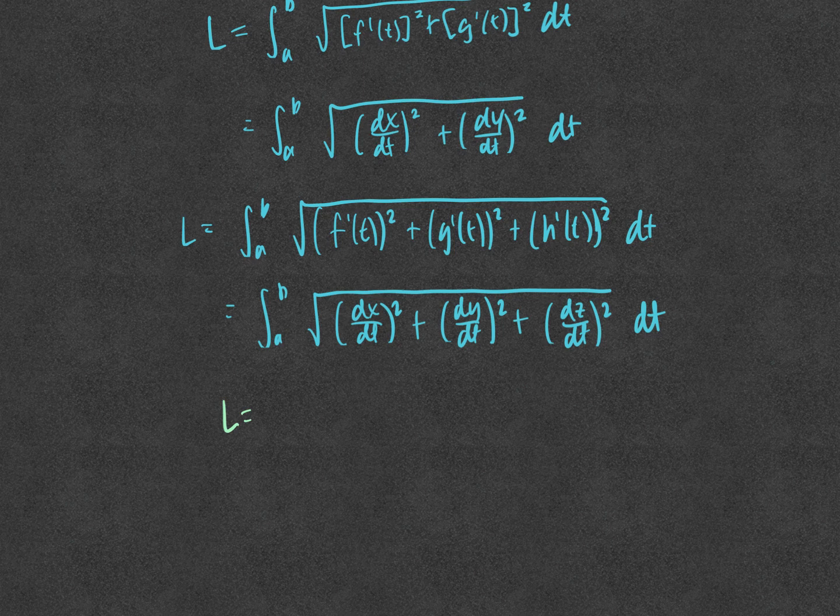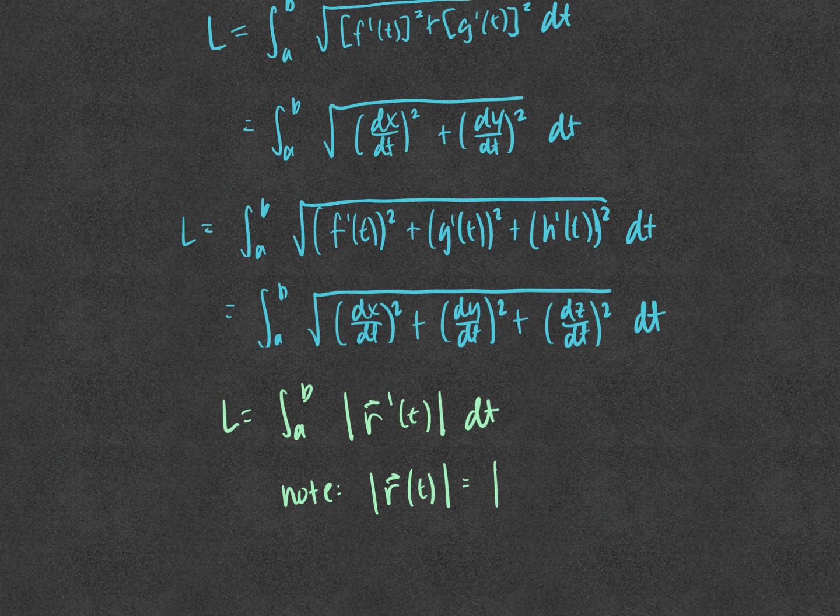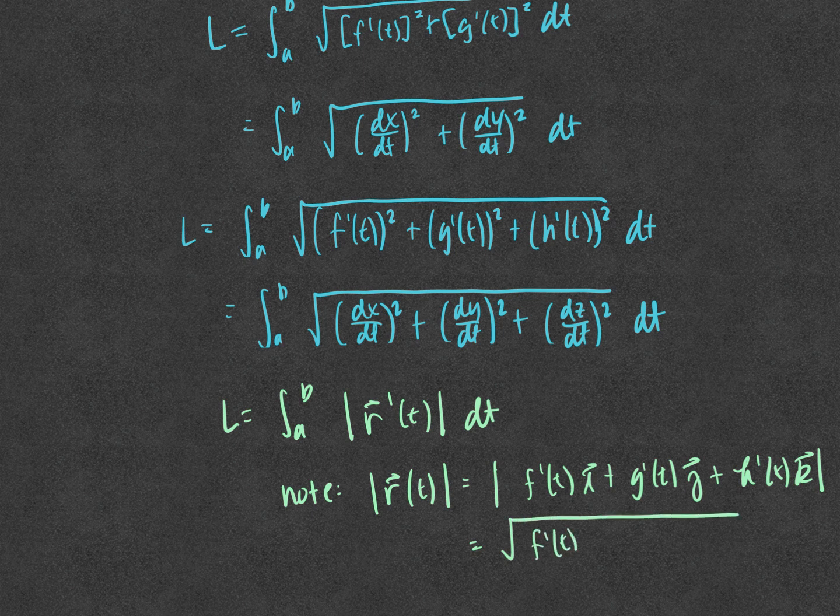Notice that we could also say that L equals the integral from a to b, the length of r prime of t with respect to t. So that's a nice, easy formula to use, because remember that when you look at r prime of t, let's make a note real quick here, that the length of r prime of t is equal to the length of f prime of t i plus g prime of t j plus h prime of t k. And if we're working in 2 space, it's the same thing, but this gives us the square root of f prime of t quantity squared plus g prime of t quantity squared plus h prime of t quantity squared.